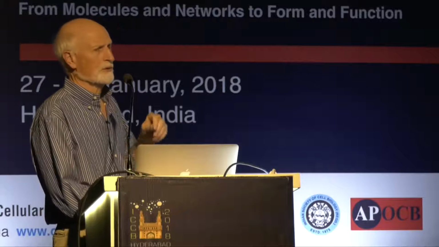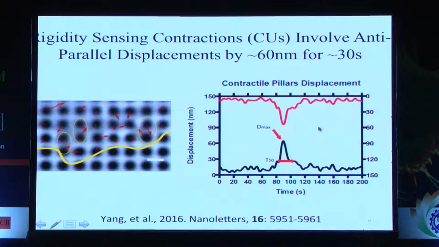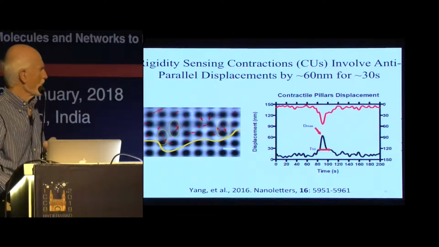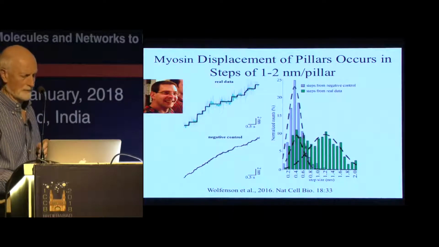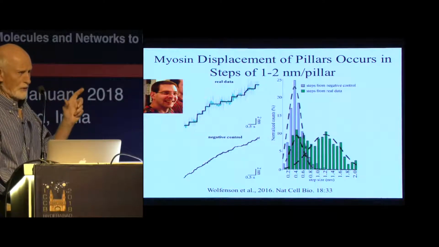So if we look at those individual contractions here, we see that they're transient, which is a little bit surprising, but they pull to, in this case, a length of about 60 nanometers in an anti-parallel fashion for about 30 seconds, indicating that it was like you or me making a transient pinch of the surface and thereby measuring the rigidity of that surface.